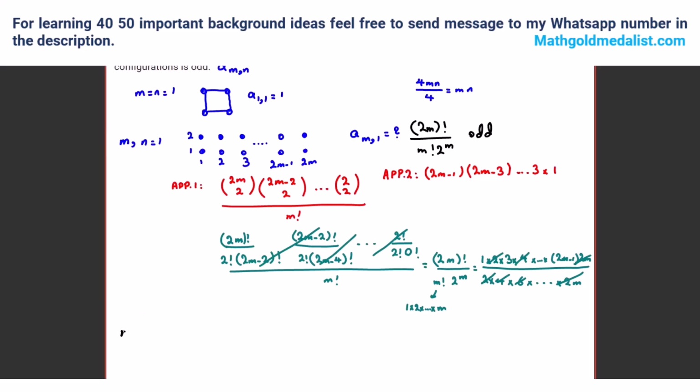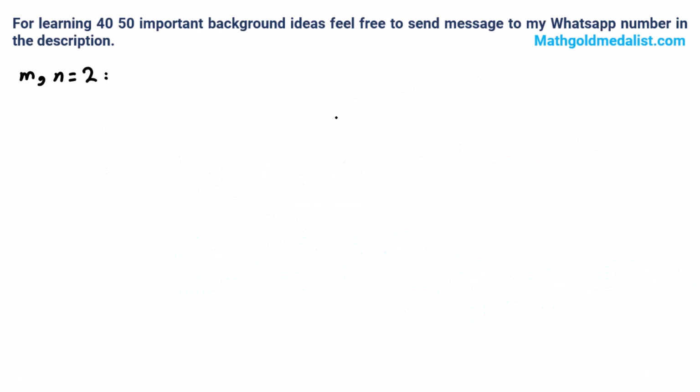Now let's generalize it. Let's consider n is 2. We want to see, and let me tell you something, it is not needed to calculate A(m,n) exactly, what it is equal to. We want to prove only that it is odd, okay?